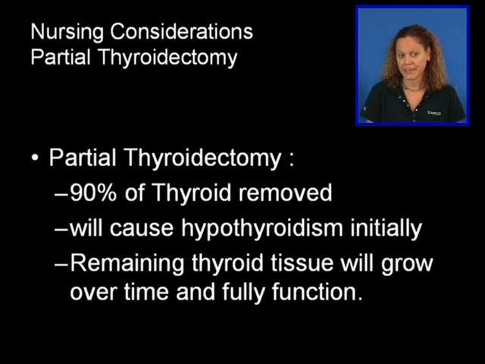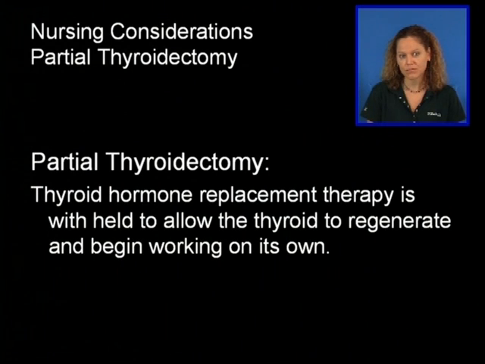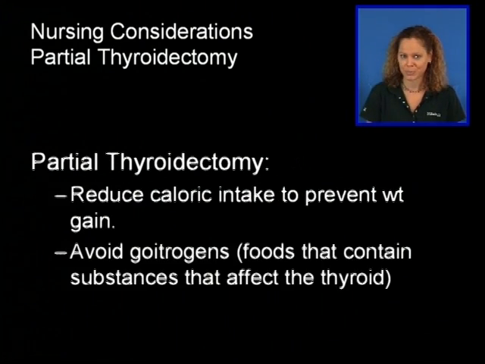A partial thyroidectomy or subtotal thyroidectomy is removal of around 90% of the thyroid gland. This can initially cause hypothyroidism, and the remaining thyroid tissue may grow and over time fully return to its function of making thyroid hormones. So in a partial thyroidectomy, thyroid hormone replacement therapy is withheld, and this is to allow the thyroid to regenerate and begin working again on its own.